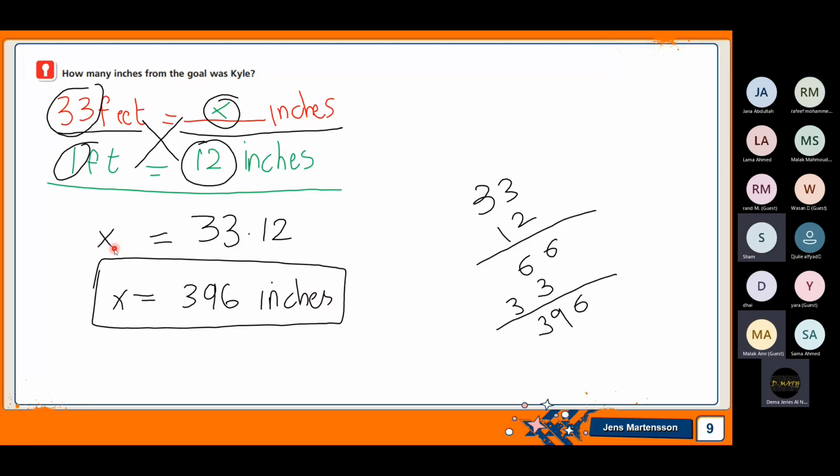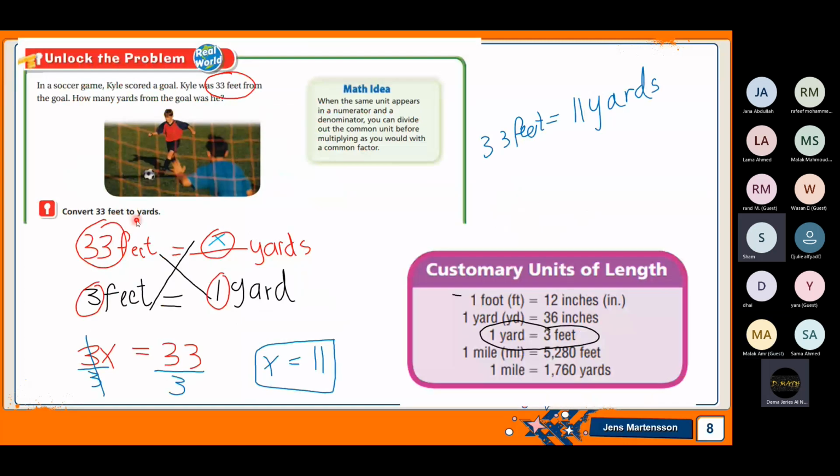Teacher, we don't have to divide because it's the other way. Teacher, I want to tell you something. Here, when you had 3 times x equaled 1... Wait, Hisham, I'm asking a question.